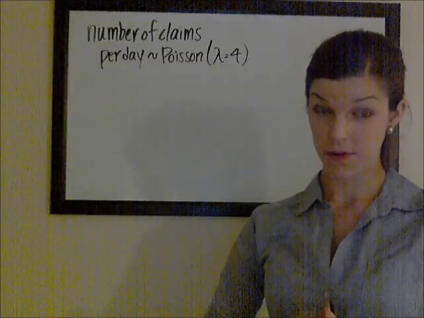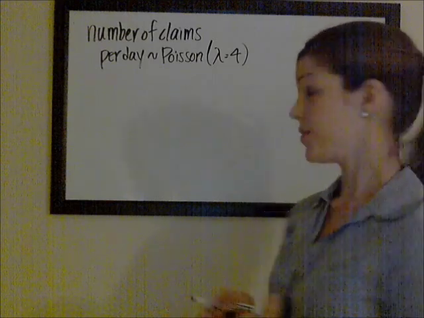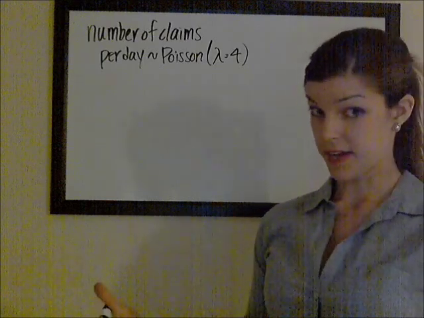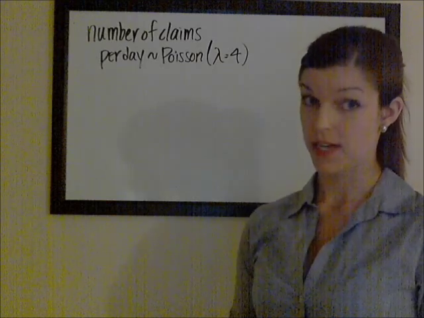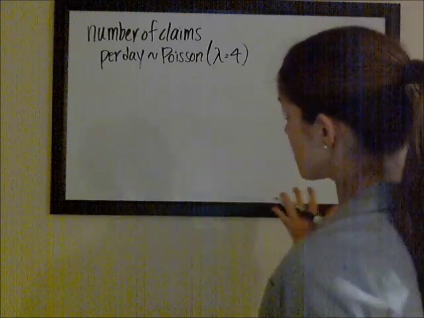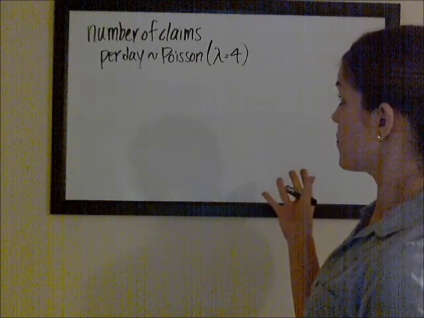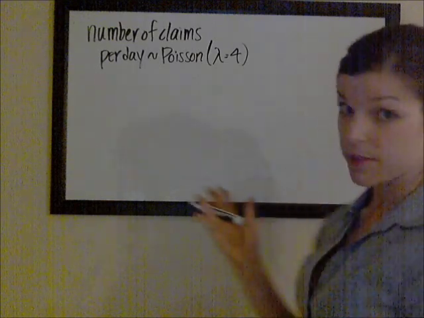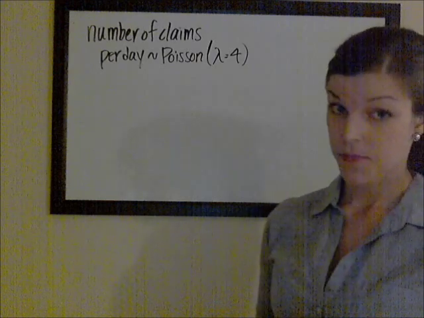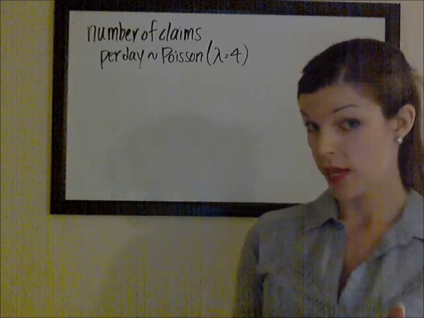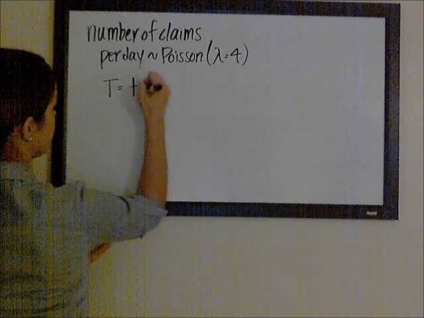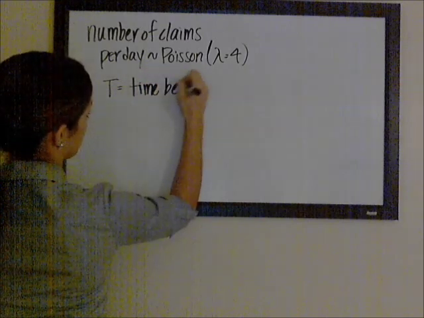Okay, so I'm going to go through a couple of very short examples to show why it is useful to know that the time until the next event has an exponential distribution. This is an example out of my ASM study manual. They say that the number of claims per day follows a Poisson distribution with lambda, or the rate at which events occur, equal to 4. So you expect to have about 4 claims per day. And we want to know the variance of the time between claims. So let's say that T is the time between claims.